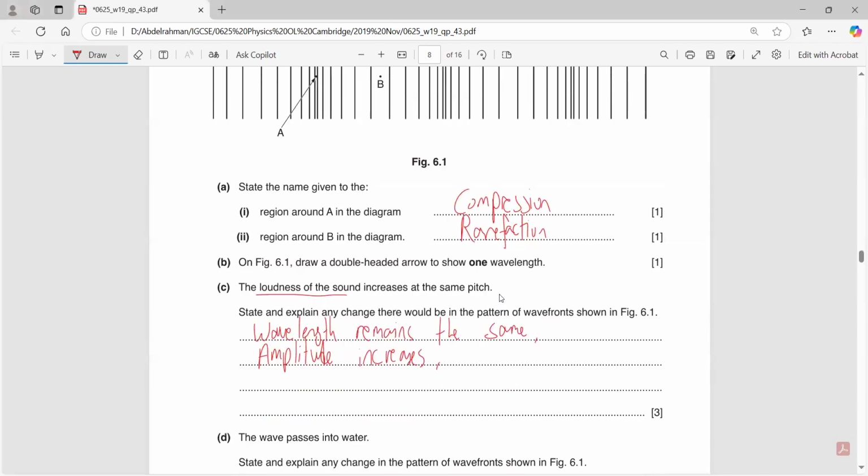So that's how we can show a higher amplitude if you want to draw it as a longitudinal wave. The compressions will get closer together, or the wave fronts will get closer together, and the rarefactions will get further apart.